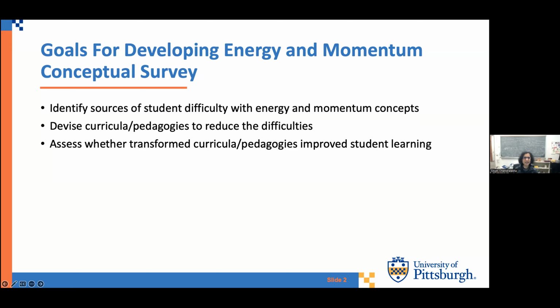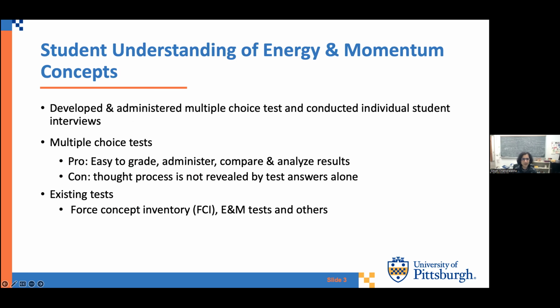So basically, the goal of developing this survey was to figure out what are the kinds of difficulties students have with energy and momentum concepts, and think about curricula and pedagogies that would actually reduce these difficulties. And then, if we are using those kinds of transformed curricula, to see whether student learning was improved, right? And it's a cyclic process. You have to keep giving the survey and then evaluating whether things are actually looking better next time around.